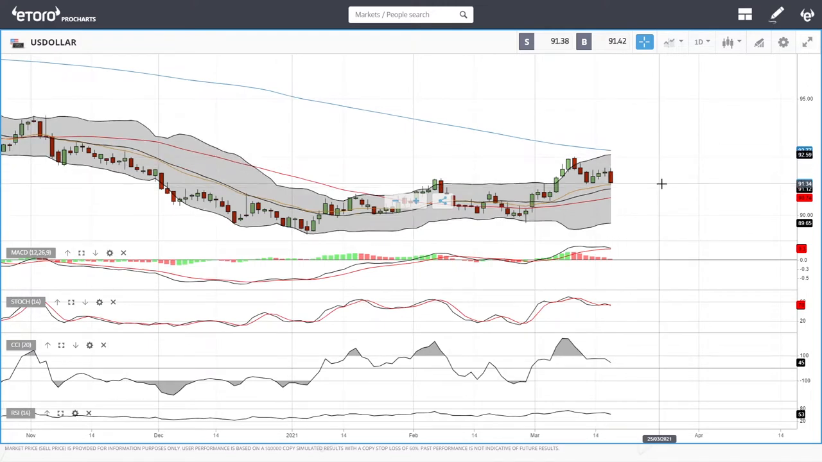And this also had major implications for indices, stocks, and so on, as there's a negative correlation between the US dollar index and commodities and precious metals. So let's look at oil.